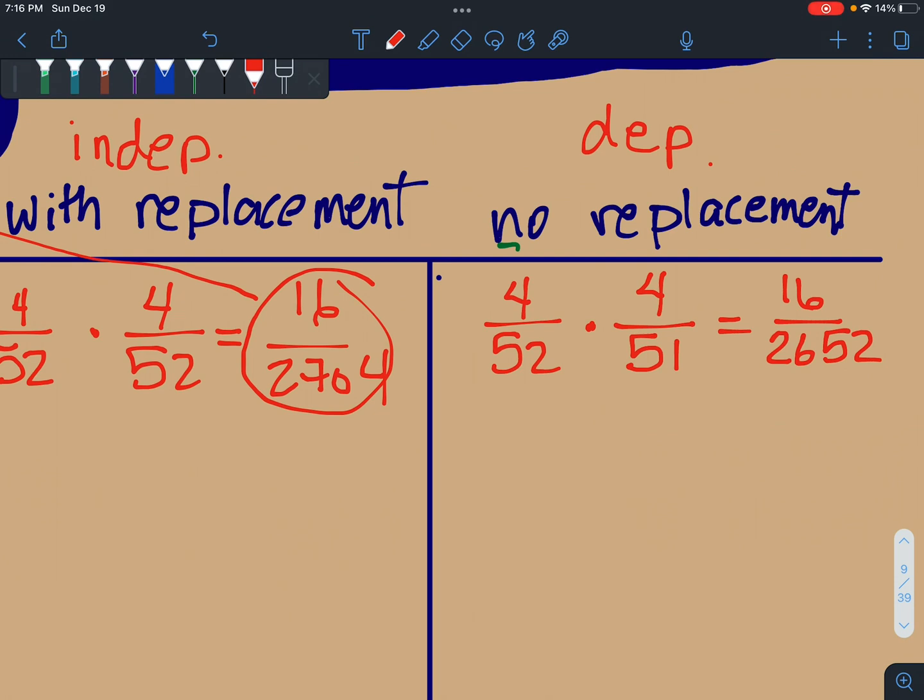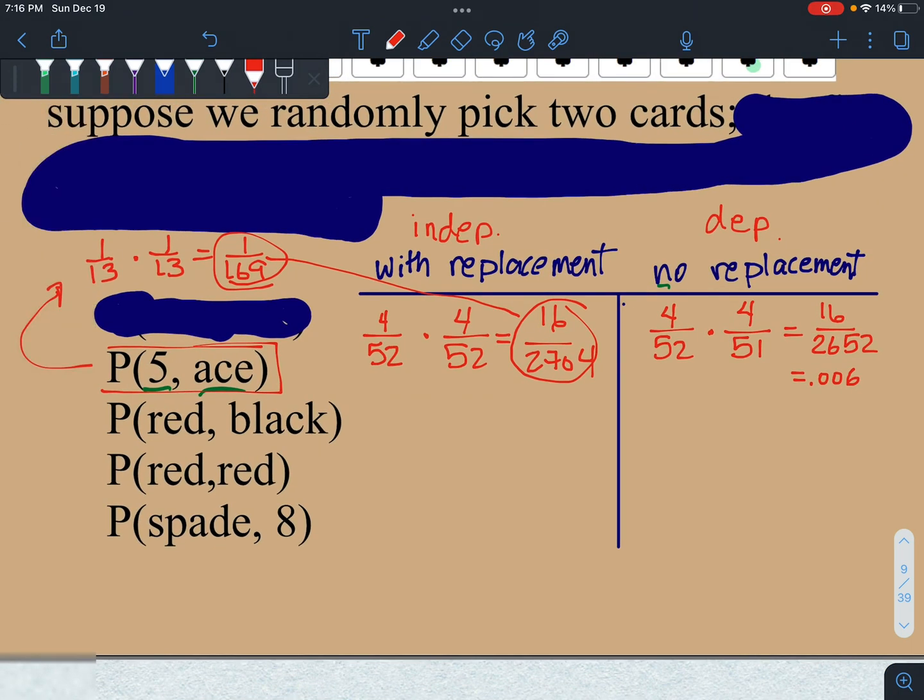And if I were to convert that into a decimal, just so you know, that's approximately 0.006. See if I move the decimal correctly. Yes. So that's less than 1% of a chance of that occurring.